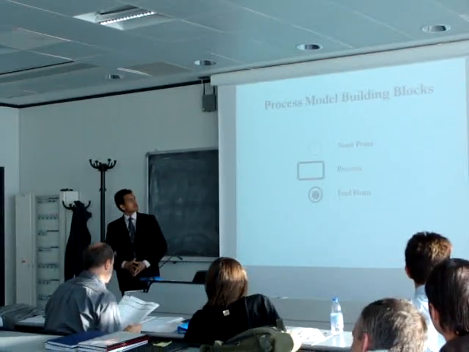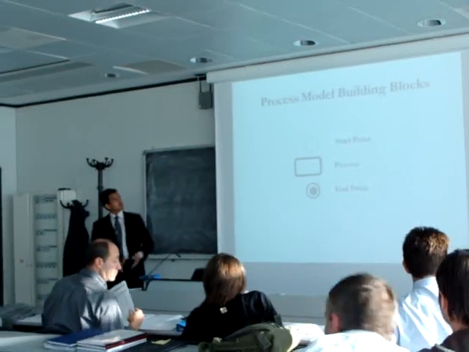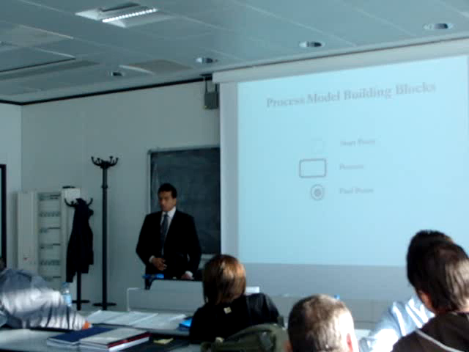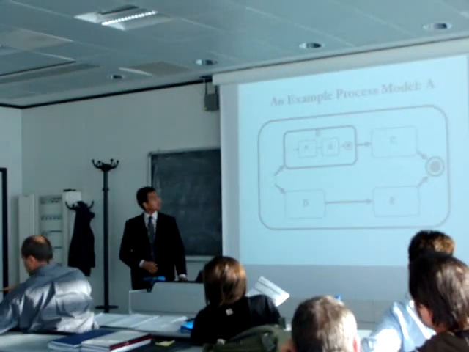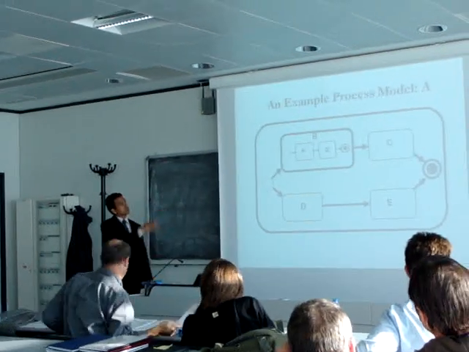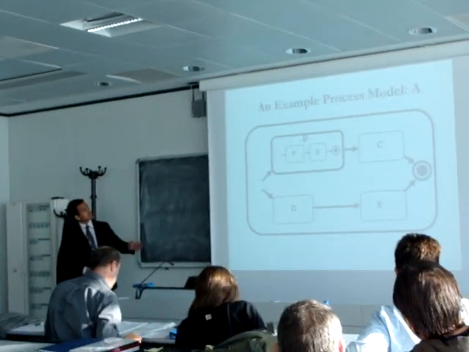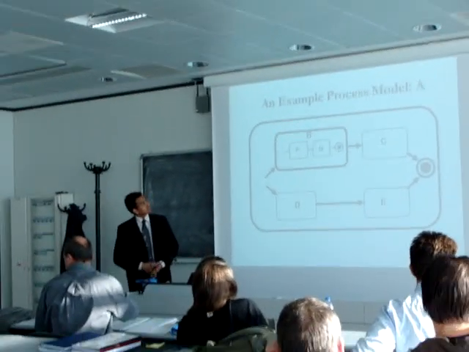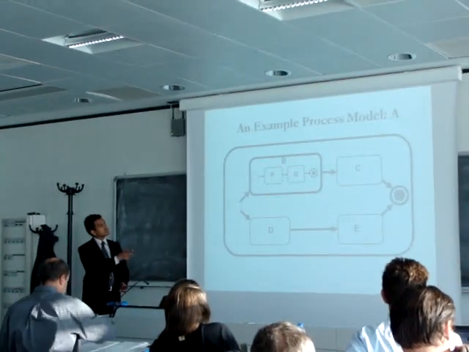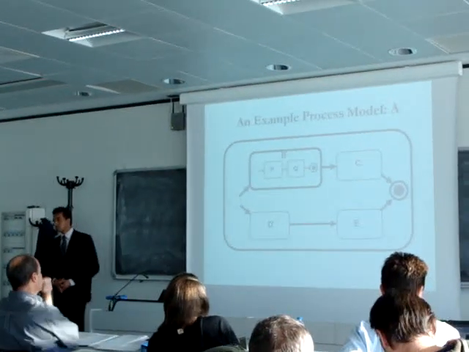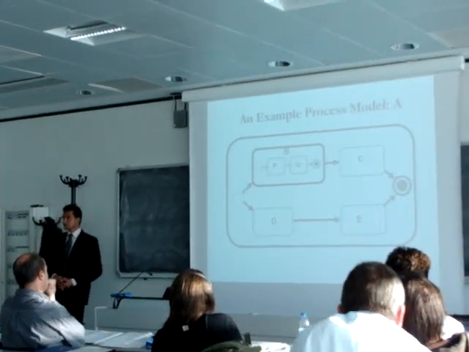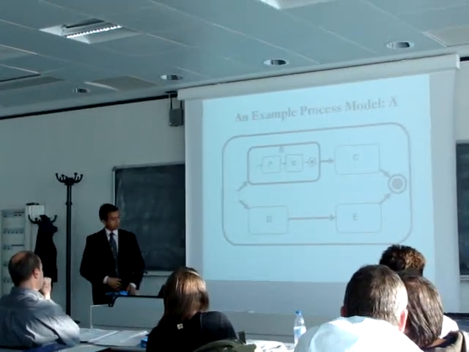To build the simple process model using these three building blocks, which are start point, process and end point, we can make a simple process model like this. I have designed this process model, which is named process A, and which contains processes B, C, D and E as sub-processes. Process B contains another two processes, P and Q, as sub-processes.